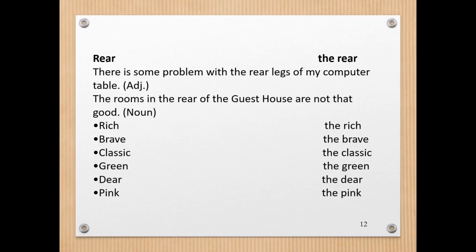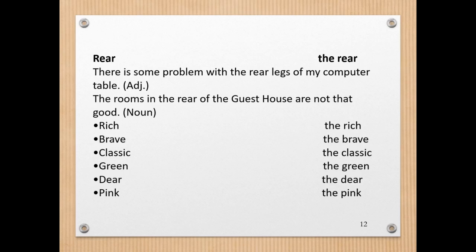Here you have one more word which is used as an adjective and also as a noun. Rear. There's some problem with the rear legs of my computer table. That means legs which are there at the back. You have front legs and your rear legs. So there is some problem with the rear legs of my computer table.